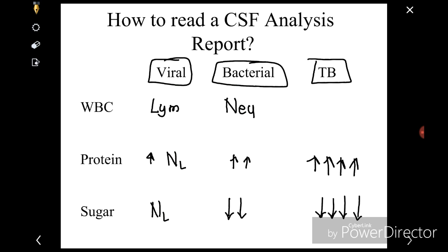And TB, the TB boy, is going to induce lymphocytes. Although that's a bacteria, it's going to induce lymphocyte predominance. All these three: I'm going to say that this is lymphocyte predominant, this is neutrophil predominant, and this is lymphocyte predominant again.